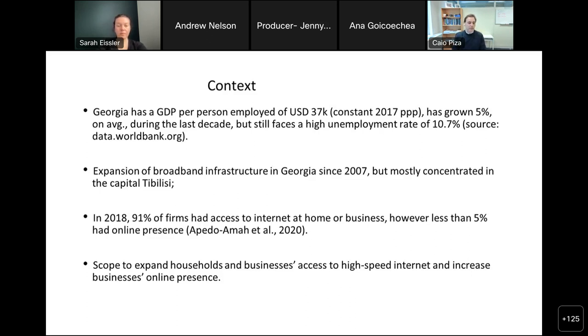This gives us an idea of the opportunities in place to also expand infrastructure like high-speed internet broadband, for example, and also try to connect these businesses to this online world, make them digital, and so on.